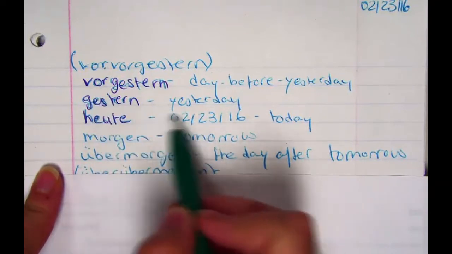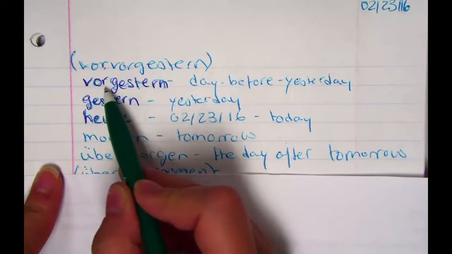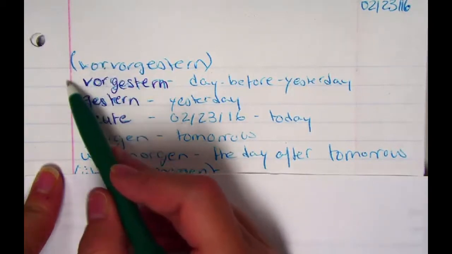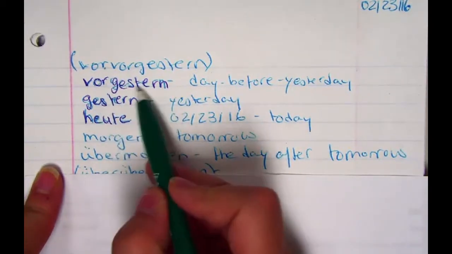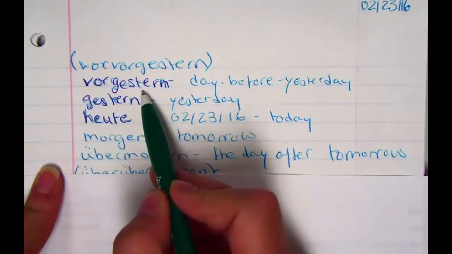Then we have gestern. Vorgestern. So yesterday is gestern, and then the day before, so we're just sticking this little preposition in front of that. The day before yesterday is vorgestern.